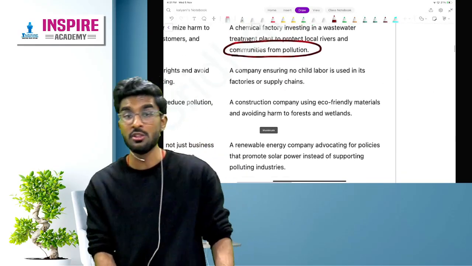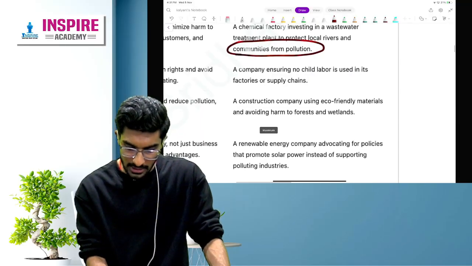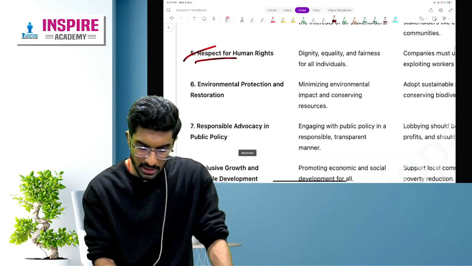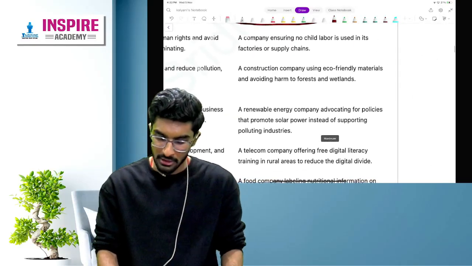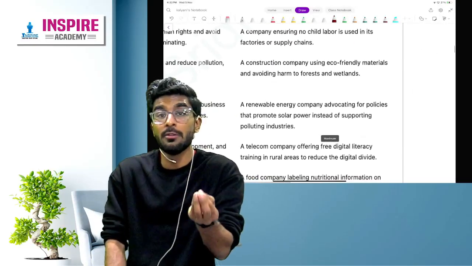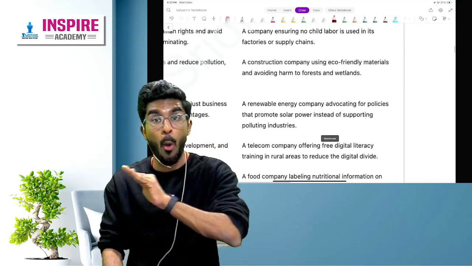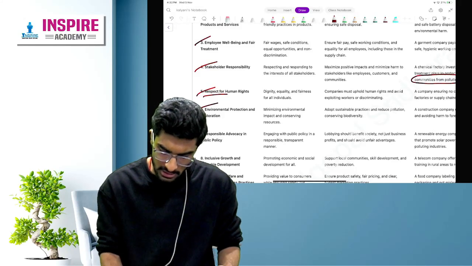And then is respect for human rights. A company shall ensure that no child labor was used in their factories or supply chains. Next is environmental protection and restoration. What are you doing to restore the environment? For example, a construction company is using eco-friendly materials and avoiding harm to the forest and wetlands. Okay. So environmental protection, restoration.